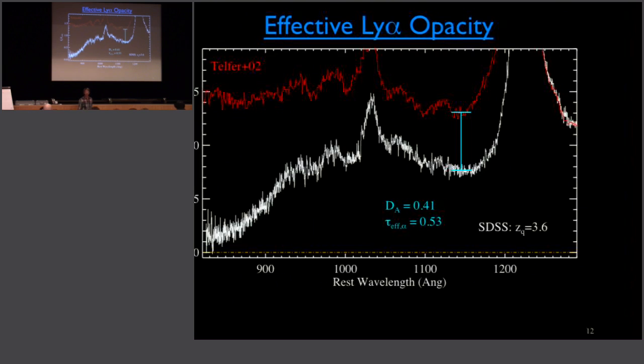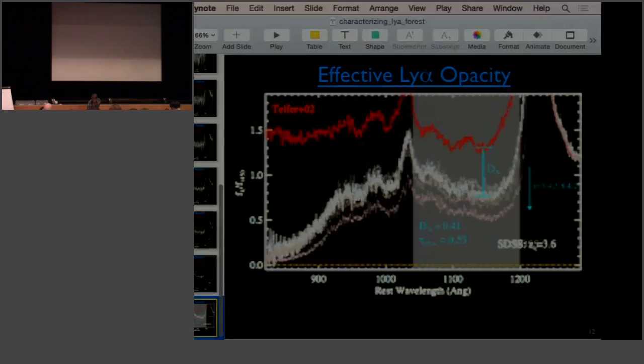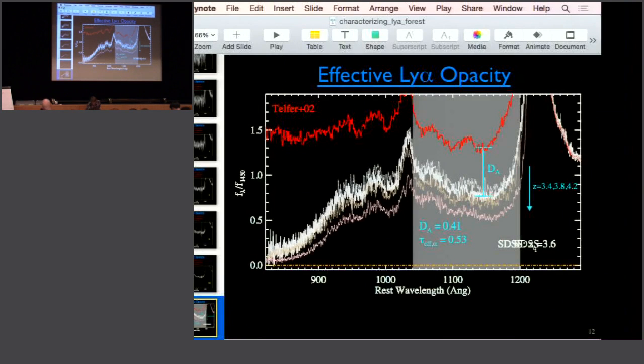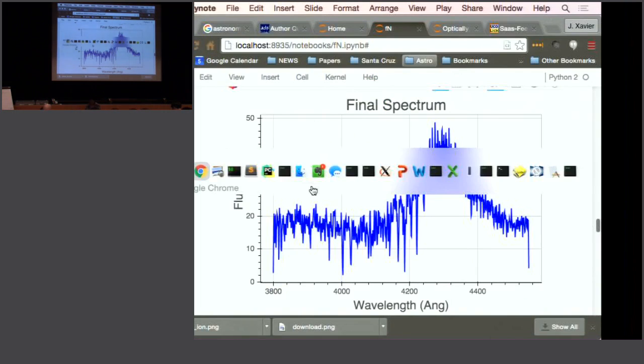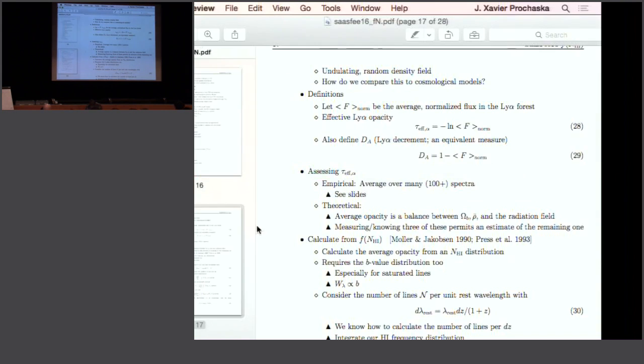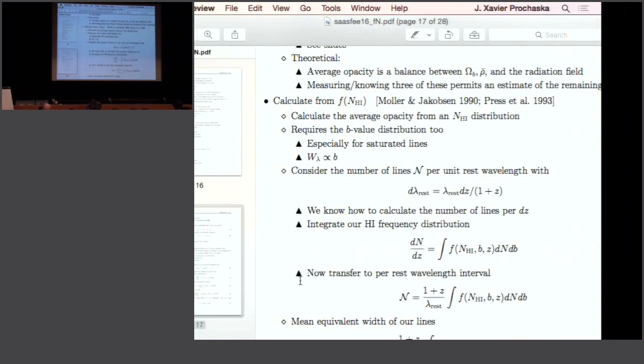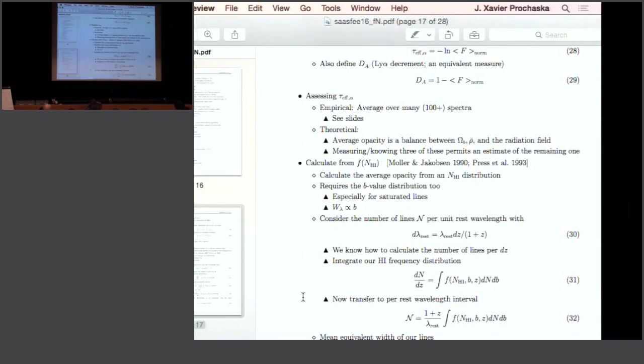Any questions on that? So stack spectra to get empirically the average observed flux within the Lyman-alpha forest, compare that to our SED of the quasar to get an estimate of the effective opacity. Of course, that depends on the quasar continuum, which is somewhat uncertain. So this is also performed on high resolution data. Well, actually, it was originally performed. Let's come back. Let's skip that.